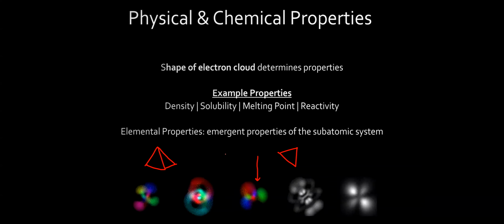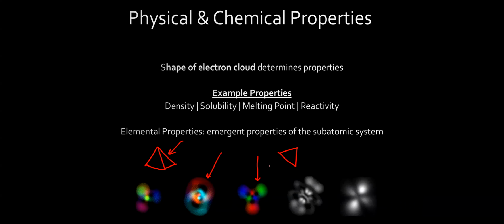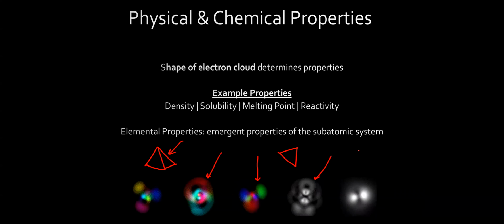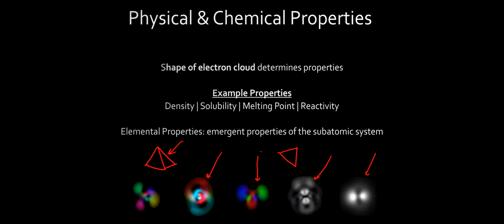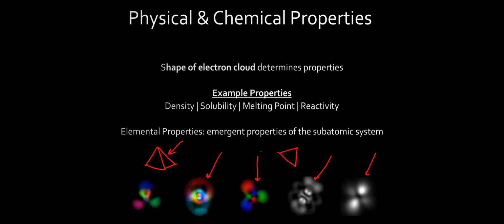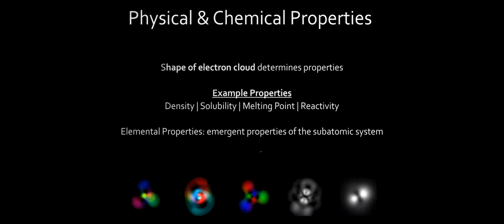So some shapes are a really cool 3D shape. This one kind of looks like a weird bubbly sphere, right? This one kind of looks like a long cylinder type of shape. Same with this one, right? So the different shapes give rise to different properties. And that's where the different physical and chemical properties come from.